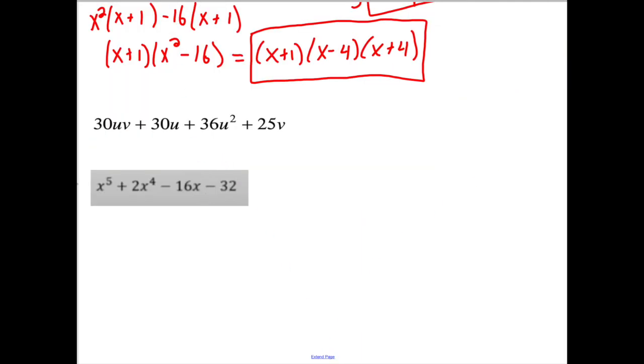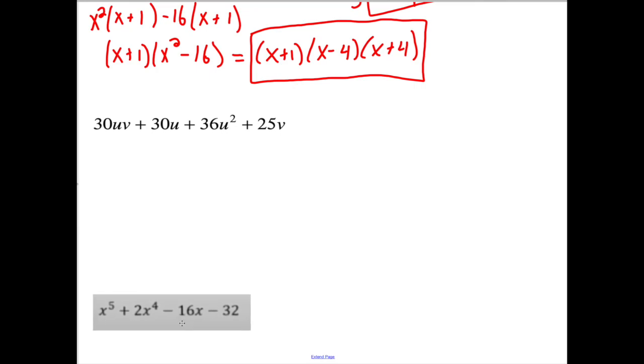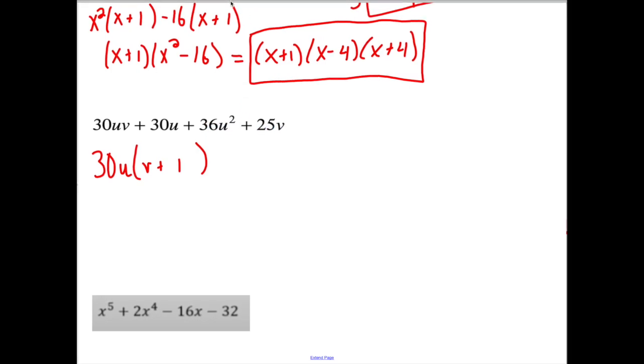All right, moving on down, I now have this one, which is a challenge. Let's take a look. Say I look at these first two terms. They have a 30 in common and they have a u in common. So if I factor out the 30u, I get v plus 1. But there's no way I'm going to get a v plus 1 here, right? So I need to vary up my strategy. How could I do that?